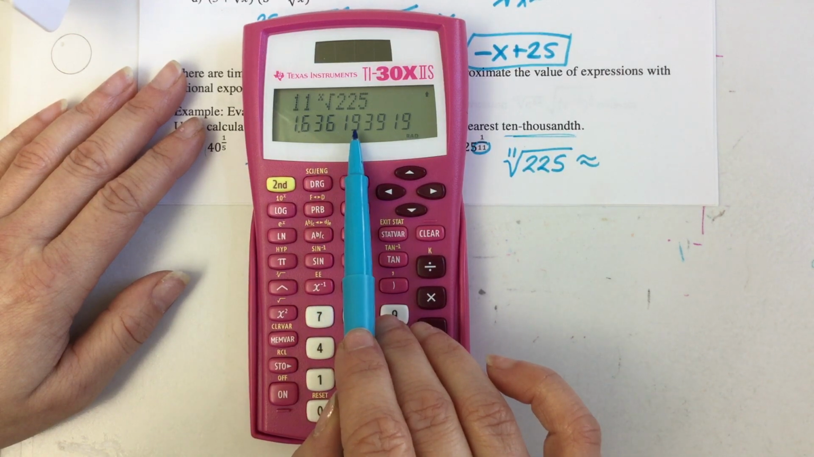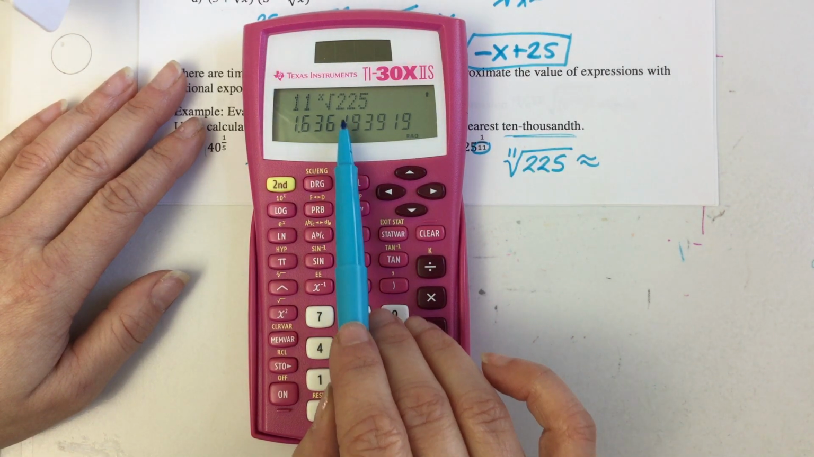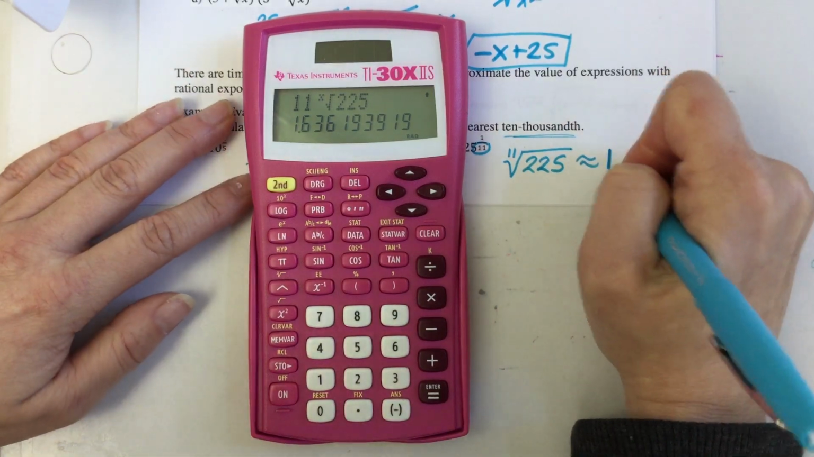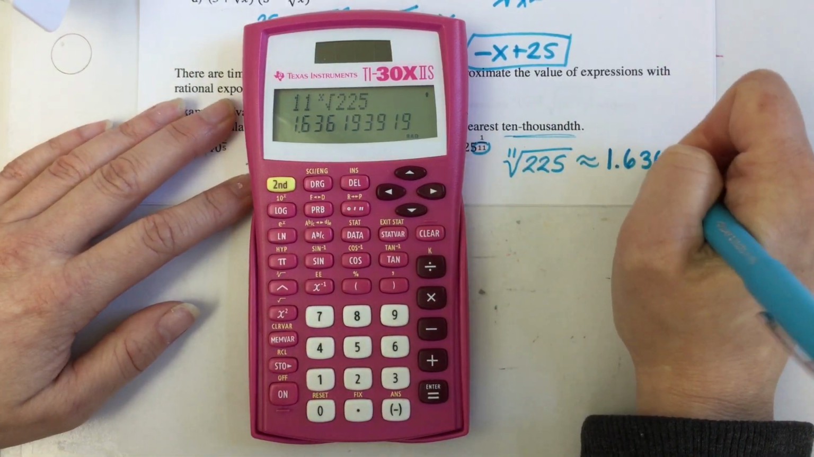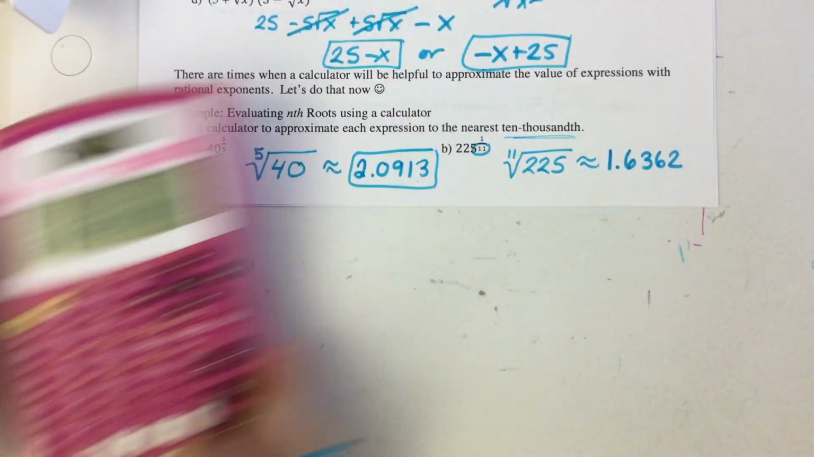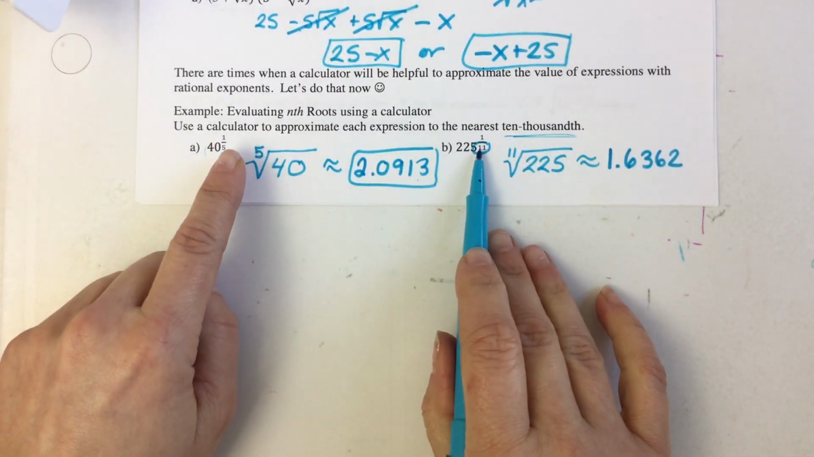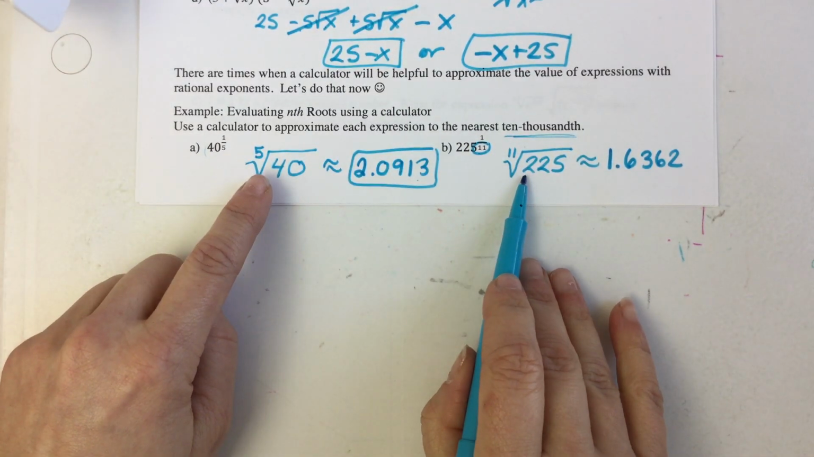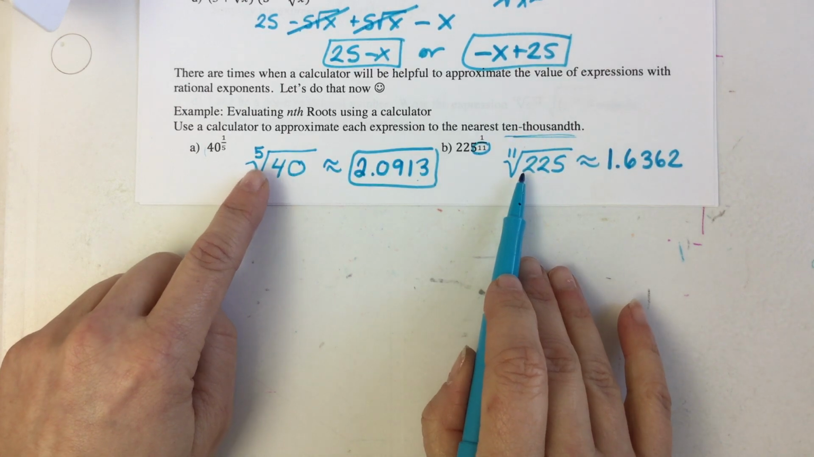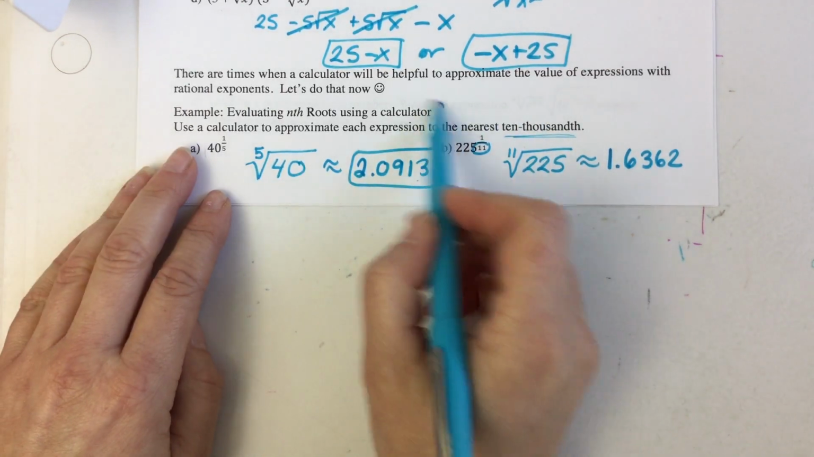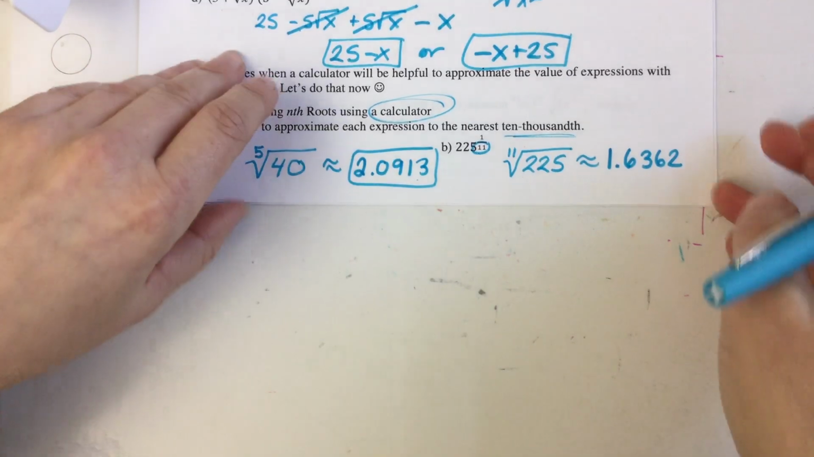After the 4, you look at the next digit. This is a 9, so it would bump that 1 to a 2. So it's 1.6362. So that's how we can go from rational exponents, turn it into nth roots, meaning we write it as a radical, and then we can go ahead and use the calculator. Super cool stuff. All right, let's go ahead and keep going.